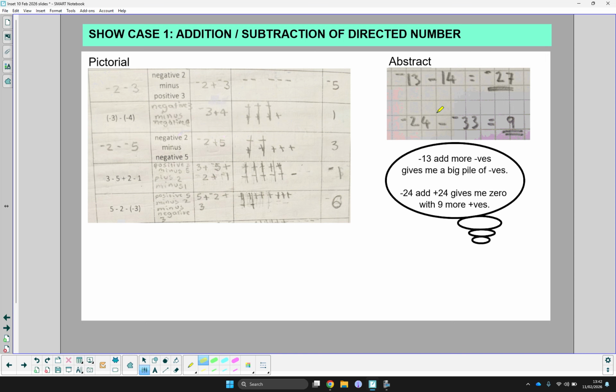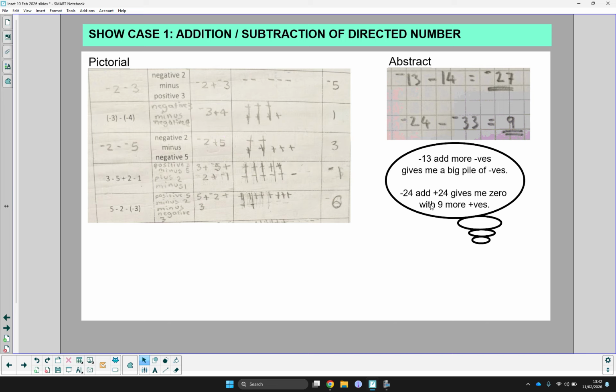Here we've got two examples of how pupils would be approaching it. I've got pictorial, so a worksheet that we have used here, and how we would approach it in terms of abstract. This idea of negative 13 minus 14, that's me starting with negative 13, and I'm adding more negatives. This idea that it's going to give me a bigger pile of negatives.